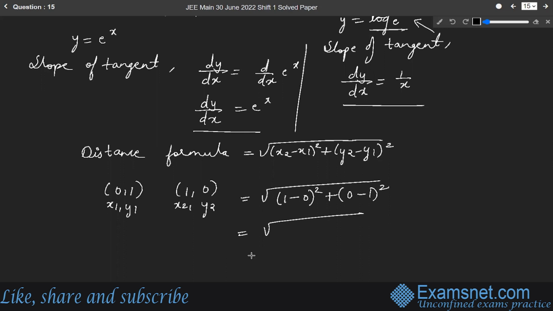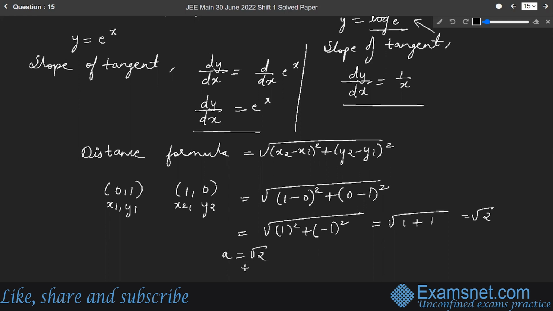So we have under root of 1 minus 0 is 1. So 1 square plus 0 minus 1 is minus 1. So minus 1 square. So it will be under root of 1 square is 1 and minus 1 square is also 1 because minus 1 into minus 1 is 1. So under root of 1 plus 1 is under root of 2. Now what is the distance between the 2 points? It is given in the question that the distance between the 2 points is A. So A is equal to root 2, right? Now we have the value of A.